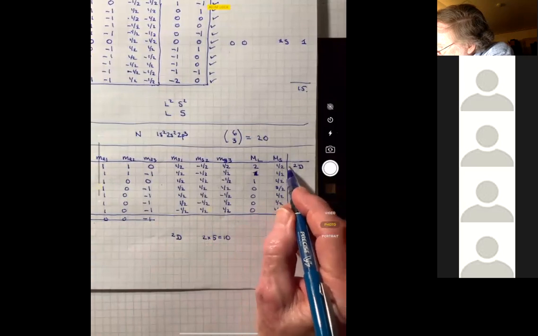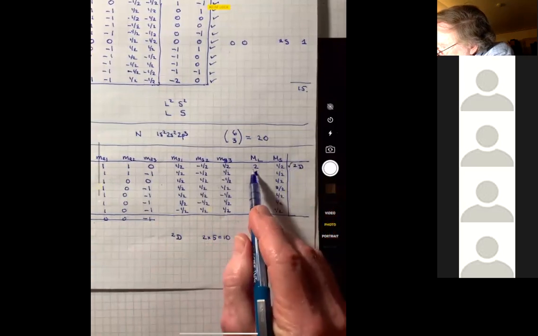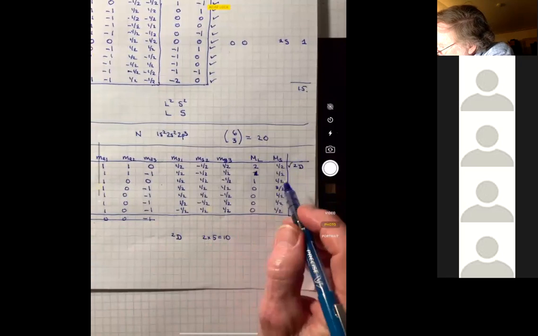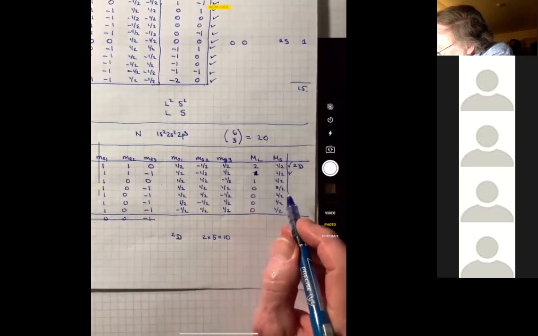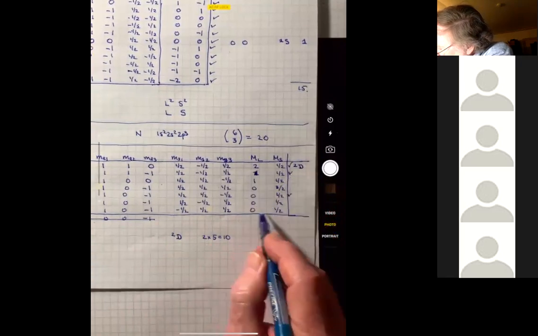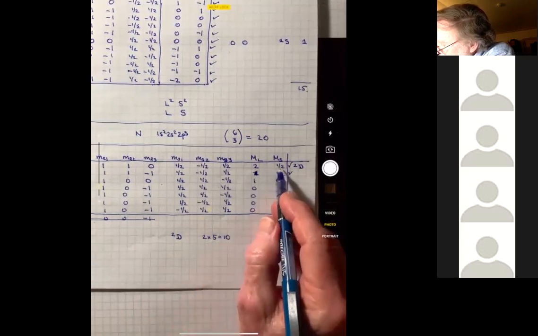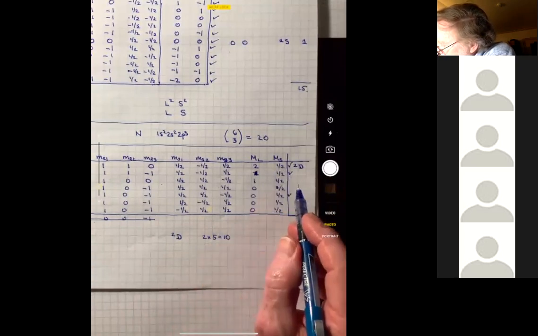So let me check off this first one. If I lower the m sub L, I get 1.5. So let me check off one of those. Lower it again, I get 0.5. I'll check off one of those, and the others are negative. As far as the m sub S, I can't lower that without reaching negative values.